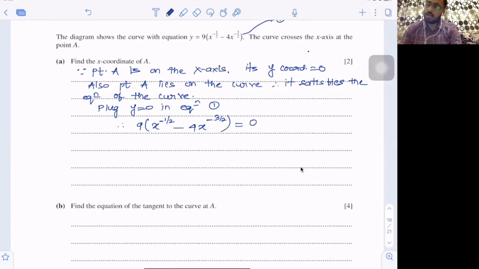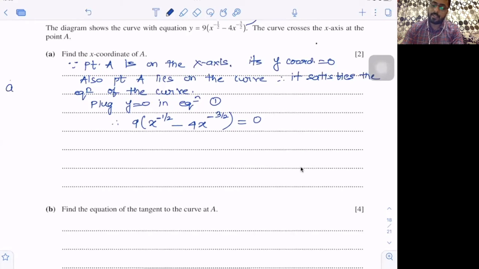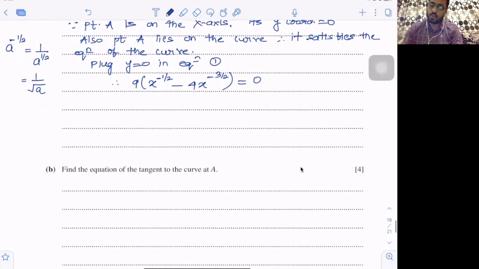Now you already are aware that a raised to minus half is 1 upon a raised to half, which can be written as 1 upon root of a, right? And a raised to minus 3 upon 2 can be written as 1 upon a raised to 3 upon 2, which would become 1 upon a root a, right? So we already have the knowledge of indices, right? How a raised to minus half and a raised to minus 3 upon 2 convert into radicals is shown to you.